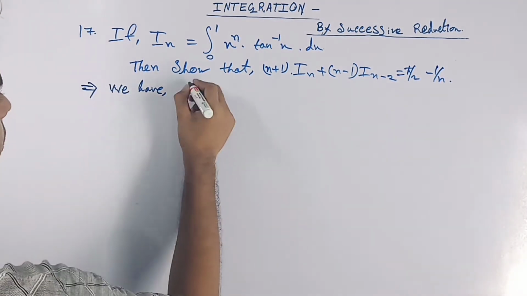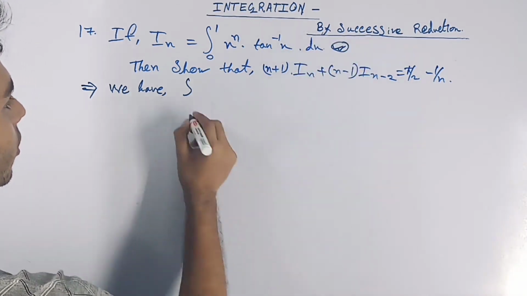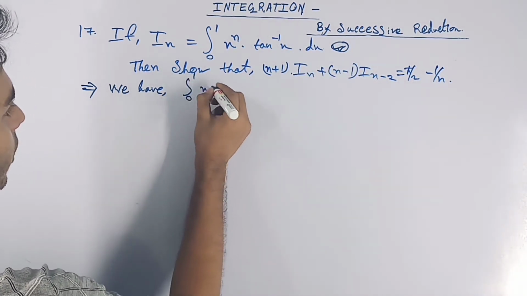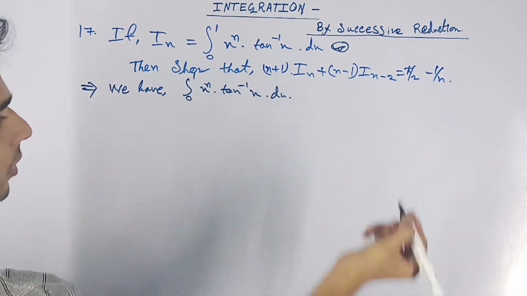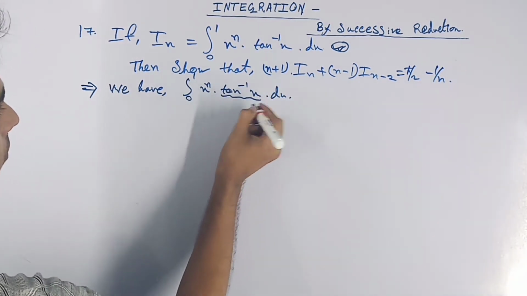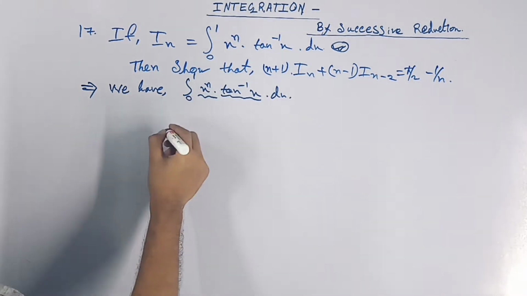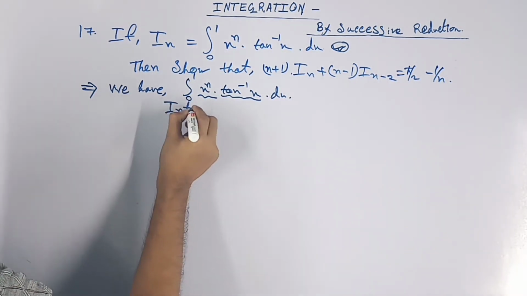This is question number 17: if I of n equals the integration from 0 to 1 of x to the power n times tan inverse x dx, then show that (n plus 1) times I of n plus (n minus 1) times I of n minus 2 equals pi by 2 minus 1 by n.